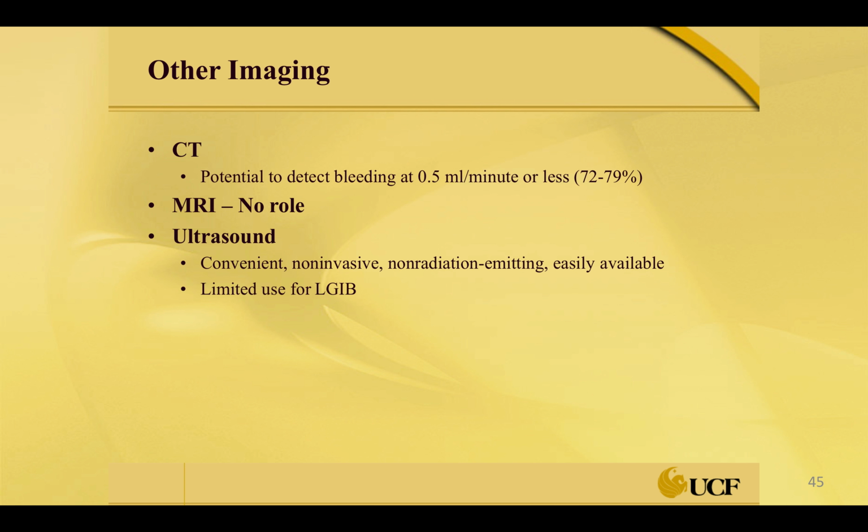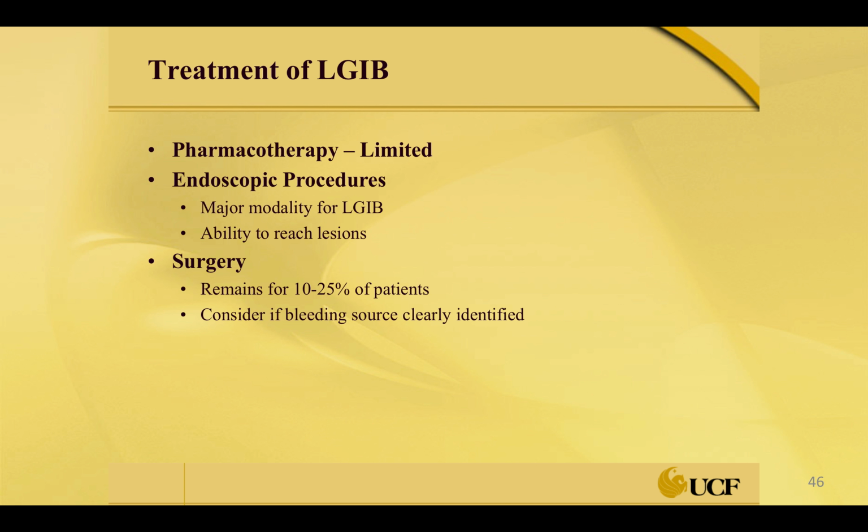Other imaging includes CT scan, which may potentially detect bleeding at 0.5 milliliters per minute or less in 72 to 79% of the cases. MRI plays absolutely no role in imaging lower gastrointestinal bleeds. And ultrasound is very convenient, non-invasive, and obviously non-radiating. The procedure is easily available, but has very limited use for lower gastrointestinal bleed. In terms of pharmacotherapy, we talk about this, it is very limited.